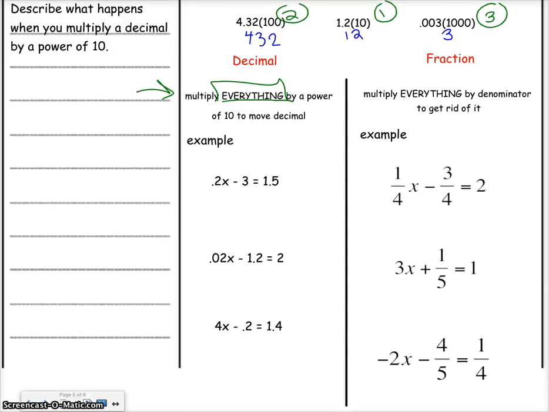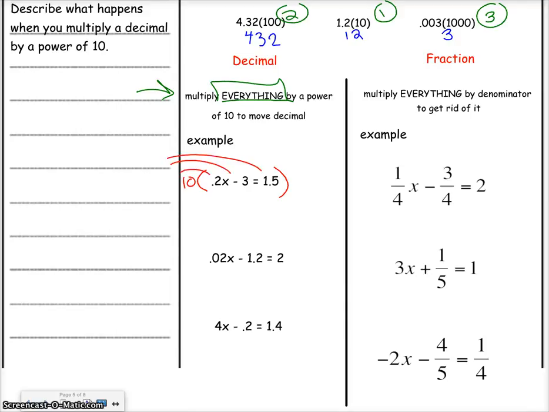For example, 0.2x minus 3 is equal to 1.5. How many spots do I need to move the decimal to get rid of the decimal? One spot. So look what I'm going to do. I'm going to times everything, that's why I'm putting parentheses, I'm saying do it to everything, timesing through everything by 10. Everything. Because when you start changing an equation, you have to do it to everything. That's algebra. It's all about balance.